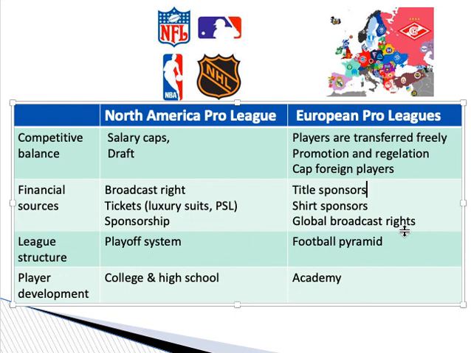Right. League structure wise, US professional sports leagues use playoff systems. European professional sports leagues use the football pyramid, right? So multiple different professional leagues are connected with each other. And in terms of player development, the majority of young players in the US are developed from college and high school athletics, and European professional sports leagues actually develop players themselves in their own academies, right? So those are the similarities and differences between professional sports leagues in the US and Europe.